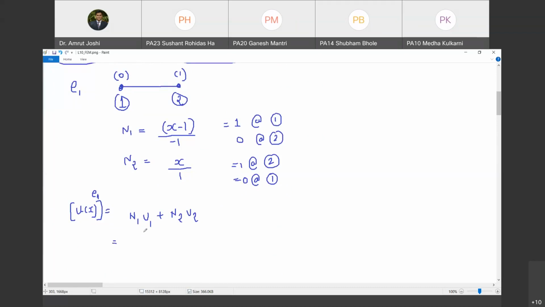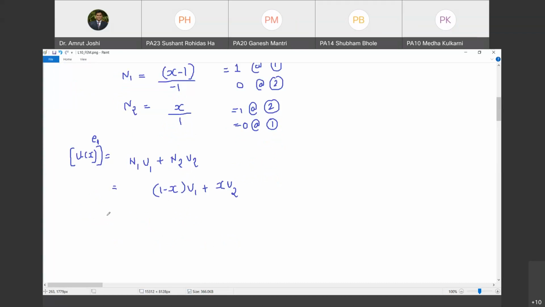So let us write down that. What is the value of n1? N1 is x minus 1 upon minus 1, so it is 1 minus x. Do you agree with me? Yes, sir. And n2 is x, multiplying u2. Happy? Yes, sir.